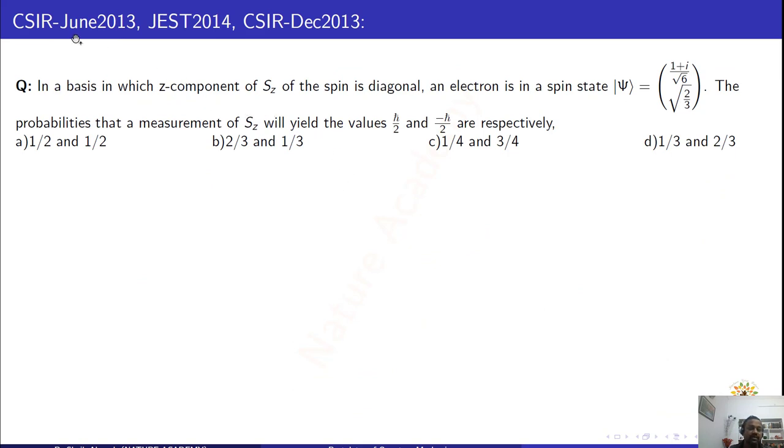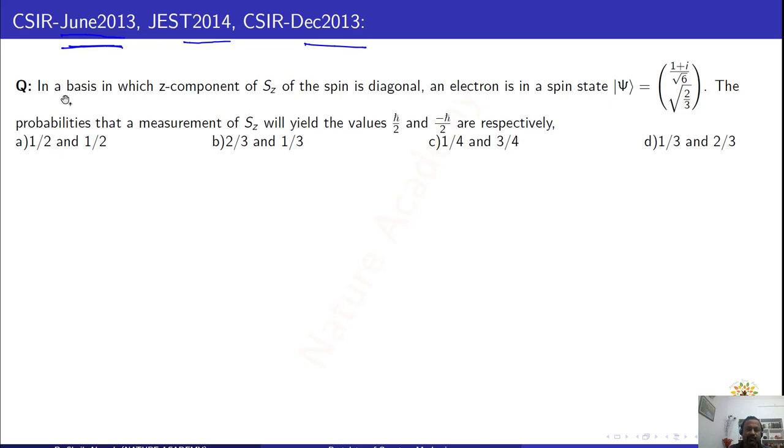This question appeared in CSIR June 2013 and December 2013, JEST 2014, and also it appeared in the TIFR exam. So this question appeared nearly 5 times in various exams, apart from the Central University exams. So what is the question here?